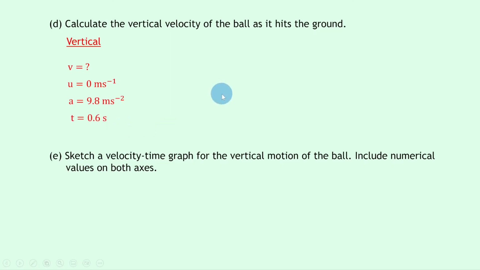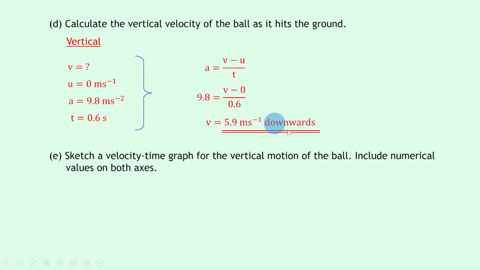because the time to travel vertically is the same as the time to travel horizontally. We can then write down our equation for the vertical motion of a projectile, a equals v minus u over t. Substituting in the numbers gives us 9.8 equals v minus 0 over 0.6. Then multiplying both sides by 0.6 gives us v equals 9.8 times 0.6, and putting that into your calculator gives a final answer of v equals 5.9 meters per second downwards.